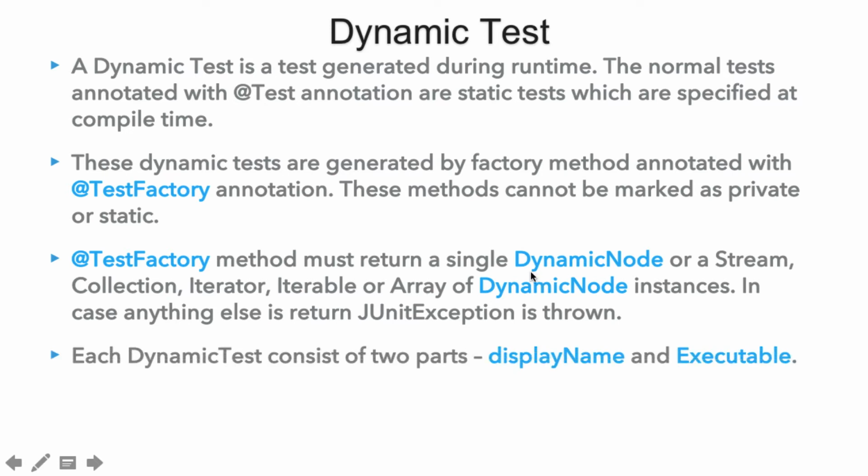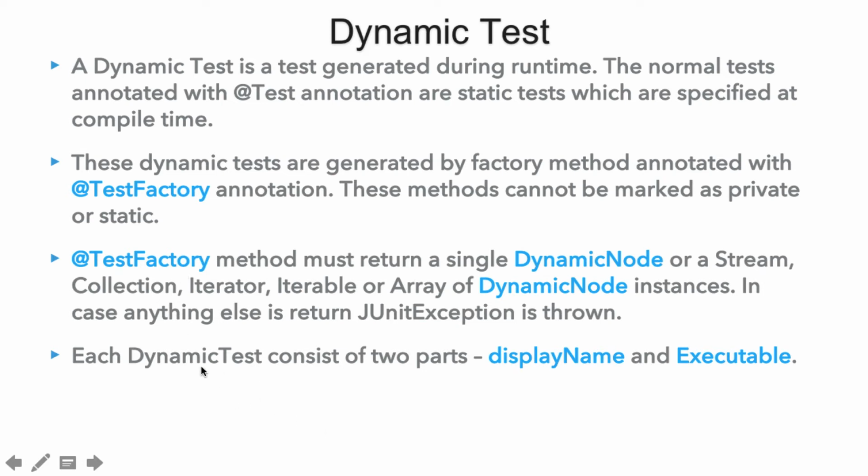Dynamic node is an abstract class which is the parent of dynamic test, and usually in a test factory we create an instance of dynamic test, and as it is a child of dynamic node, we simply return the dynamic test from the test factory method.